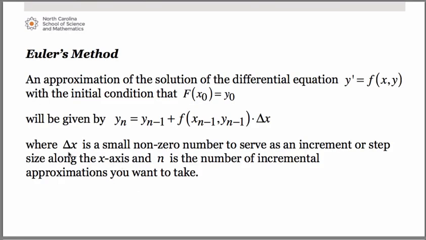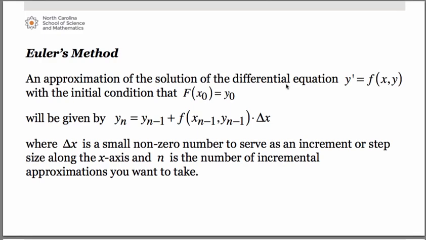Delta x is going to be given to you. It's going to be a small non-zero number that serves as an increment or step size along the x-axis as you move from one x value to the next. And n is the number of incremental approximations you want to take. Hopefully that gives you a little bit of the background behind what we're trying to achieve with Euler's method. Let's now work through an example of how you can use Euler's method to actually approximate a real solution curve.